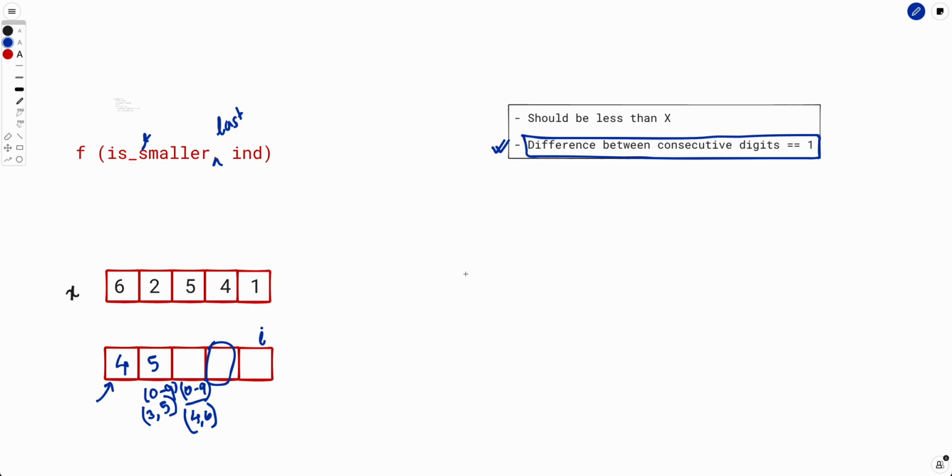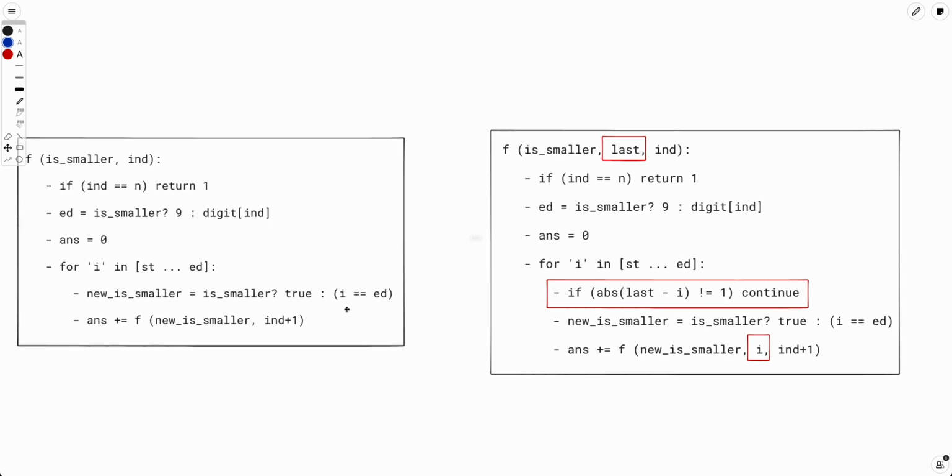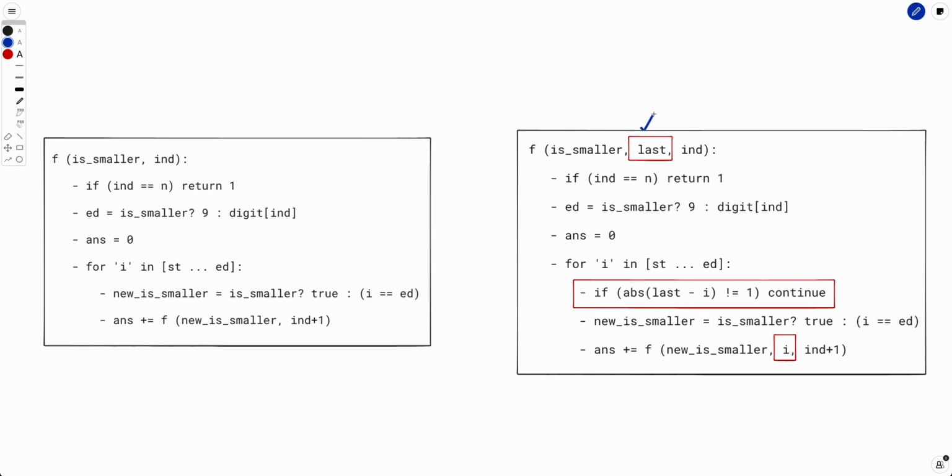So I would strongly encourage you to pause and try to at least write the pseudocode for this particular solution by yourself. So this is how the pseudocode will change. Notice that we only introduced last, and as we have discussed previously, based on whether the difference is 1 or not, we will be either picking I or skipping I. Notice that I is still between 0 and ed. Again, this will be not equals to, sorry for that.